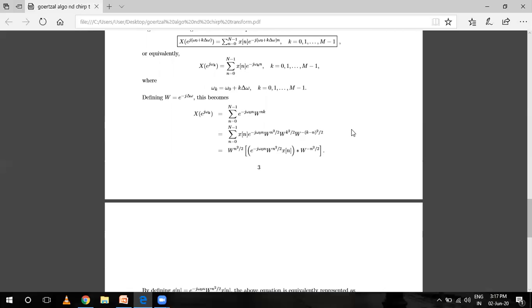This becomes X(e^jωk) is equal to the summation n = 0 to N minus 1 of e raised to power minus jω0 n W^(nk) x(n), when we are opening this by formula, and then you will get the convolution of W^(k²/2) and W^(n²/2). So multiply W^(n²) by 2, divided, so its power minus comes here. So we are defining this whole inside term as g(n). This e raised to power minus jω0 n W^(n²/2) x(n) is your g(n).